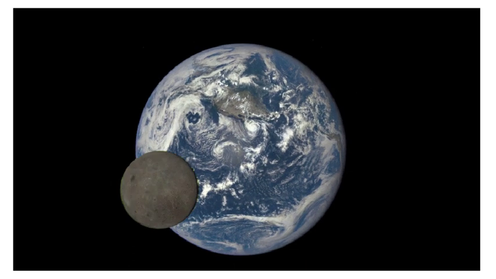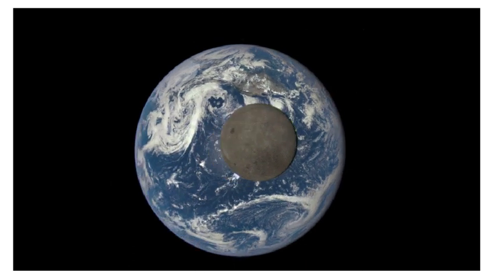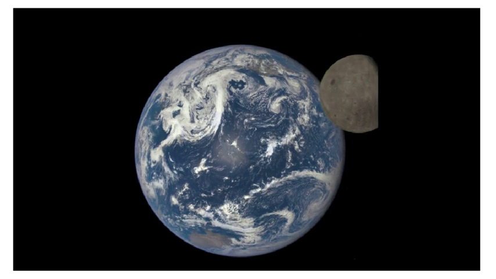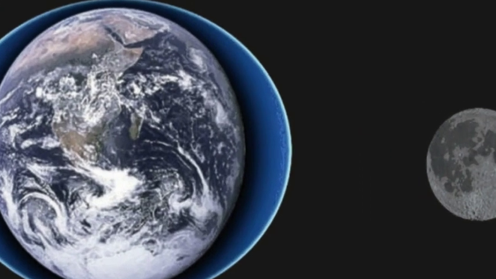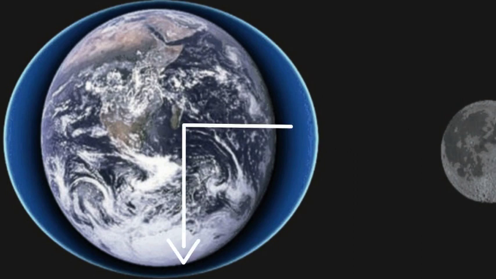Okay, now do you know that Earth exerts gravitational force on the Moon? Thus the Moon also exerts gravitational force on Earth. And because of this force, the level of water in the sea changes and water directly under the Moon gets pulled towards the Moon and the level of water there goes up, causing high tide at that place. At two places on the Earth at 90 degrees from the place of high tide, the level of water is minimum and low tides occur there.